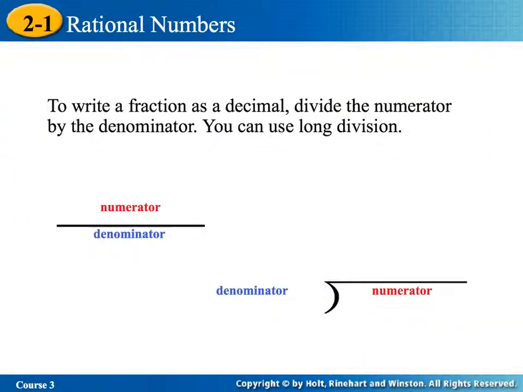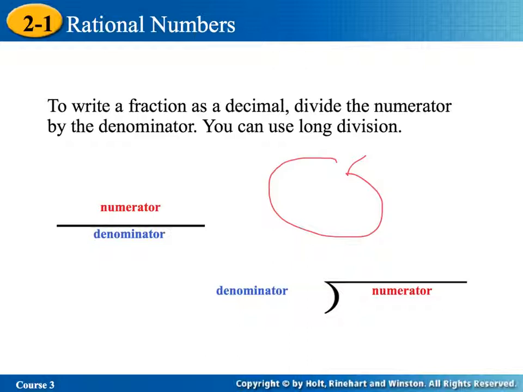Now what we are going to be doing is writing a fraction as a decimal, going the other way. We just wrote a decimal as a fraction, now we're going backwards. So we're doing the circle, the circle of life. First we did fractions into decimals, now we're doing decimals into fractions.